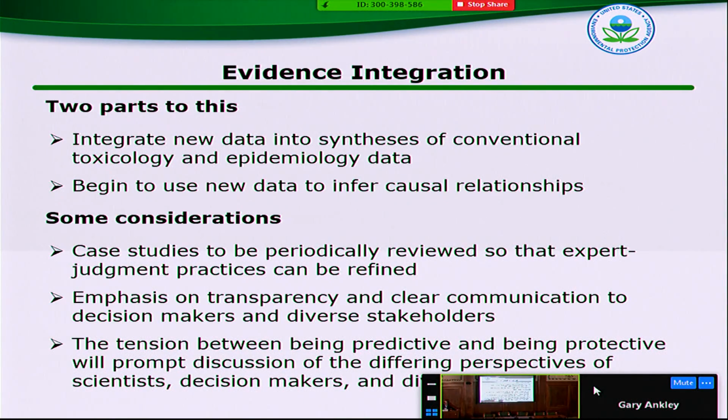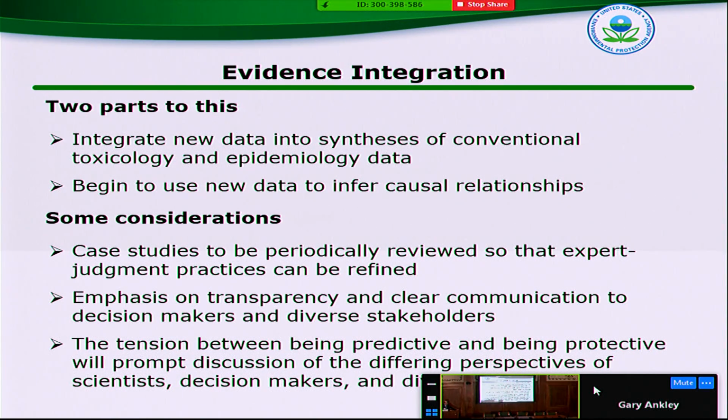Evidence integration has two parts. One is integrating the new data into syntheses of conventional toxicology and epidemiology. Right now we kind of know how to put together human and animal data, and as the number of bioassays and the number of epi studies of apical endpoints are decreasing, we want to be able to take the mechanistic data and say, yes, this can substitute for those data, or this can contribute to our confidence in the data that we do have and lead us to a conclusion that we do have a hazard. And eventually use new data for causal relationships.